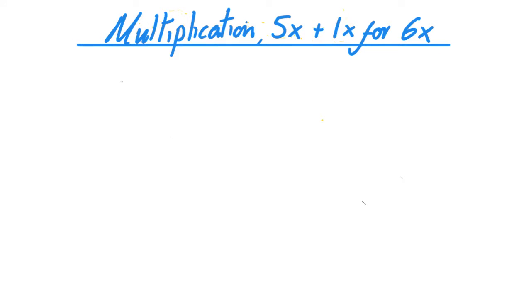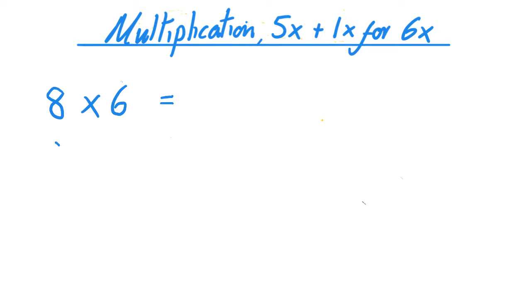Today we're looking at a way to multiply by 6 using the 5 times table and the 1 times table. Let's have a look at some examples. Starting with this one, 8 times 6.